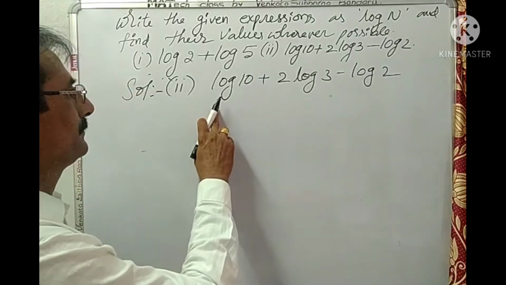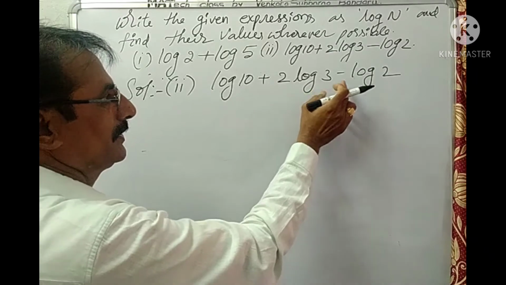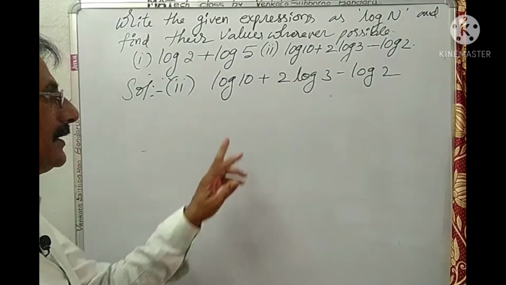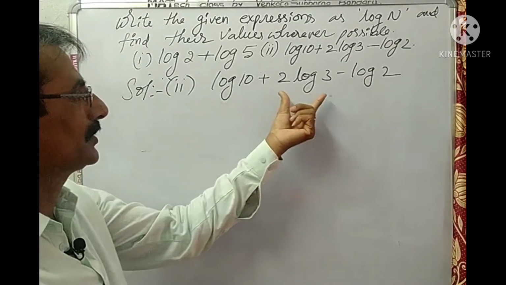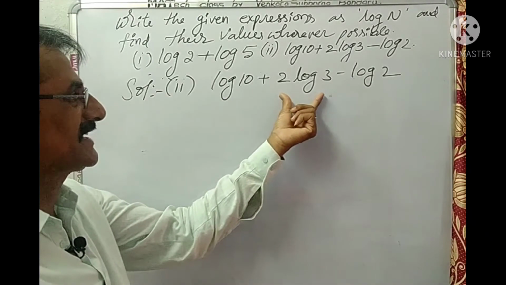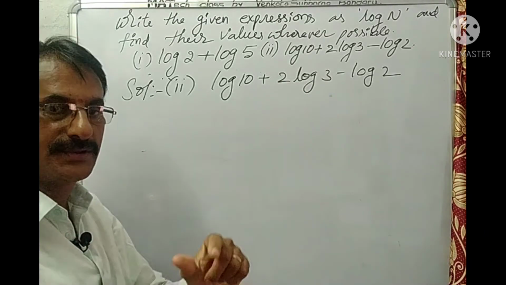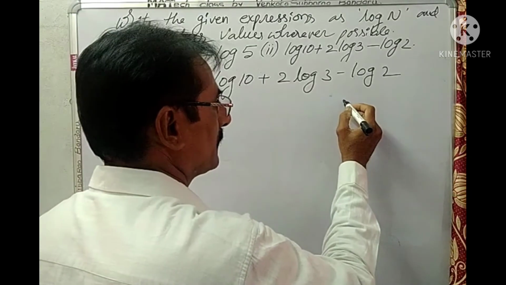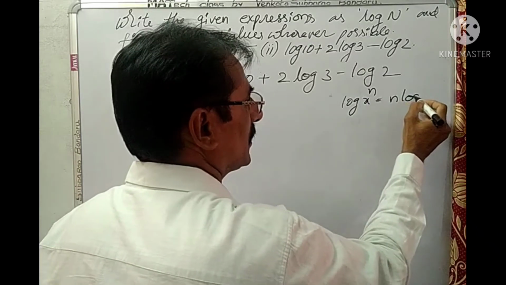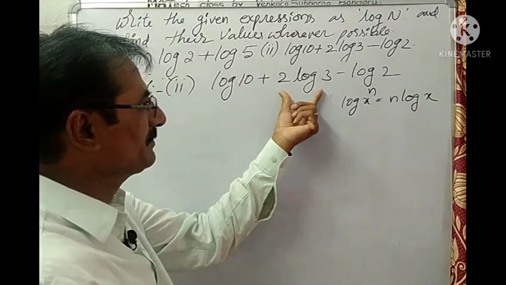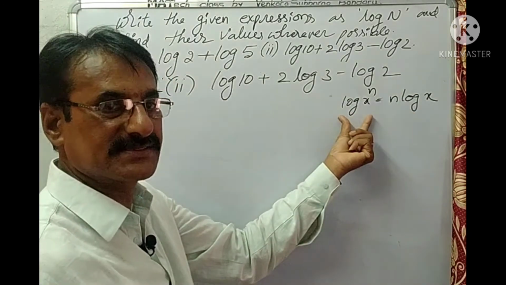Observe the second sum. Log 10 plus 2 log 3 minus log 2. There are three terms: log 10, 2 log 3, and minus log 2. You observe the second term. It is exactly like n log x. You observe the third logarithmic law: log x to the power of n equals n log x. This term is exactly like this. We can write this one as log x to the power n.